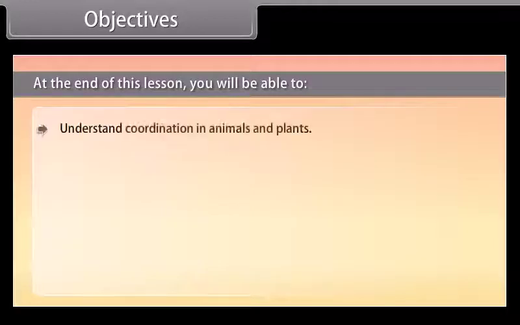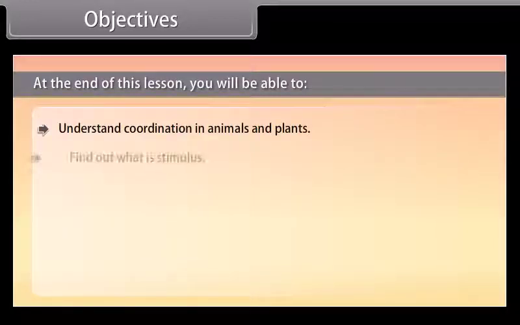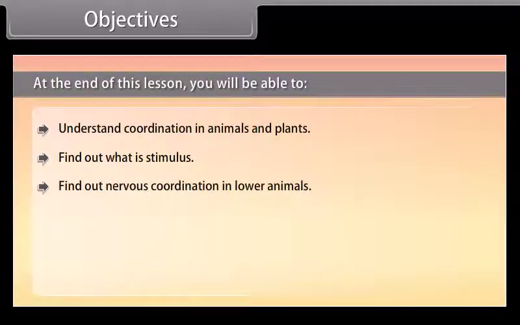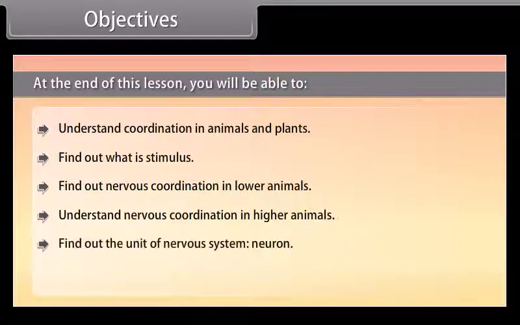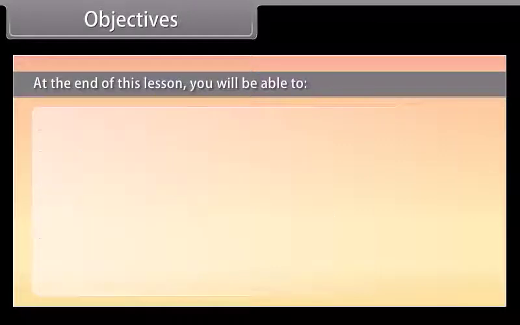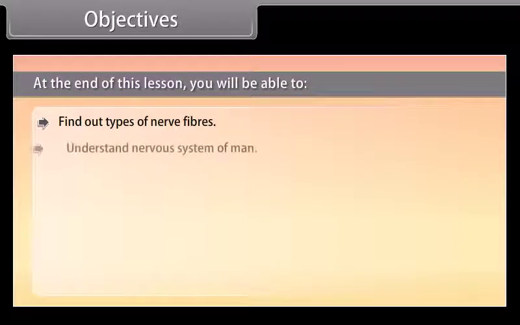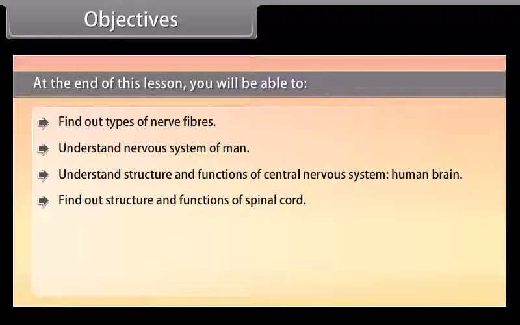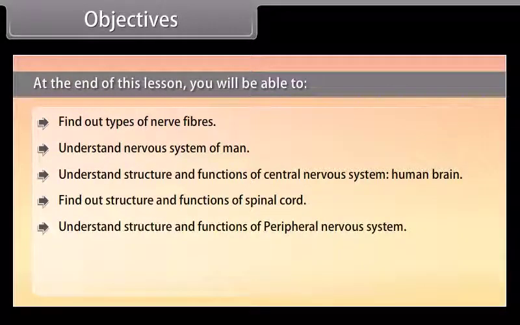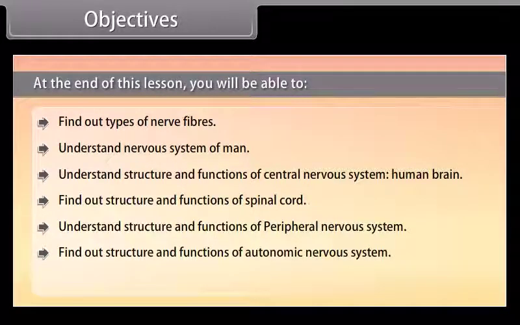Objectives. At the end of this lesson, you'll be able to understand coordination in animals and plants, find out what a stimulus is, find out nervous coordination in lower animals, understand nervous coordination in higher animals, find out the unit of the nervous system, the neuron, find out types of neurons, find out types of nerve fibers, understand the nervous system of man, understand the structure and functions of the central nervous system, the human brain, find out the structure and functions of the spinal cord, understand the structure and functions of the peripheral nervous system, find out the structure and functions of the autonomic nervous system, and understand reflex actions.